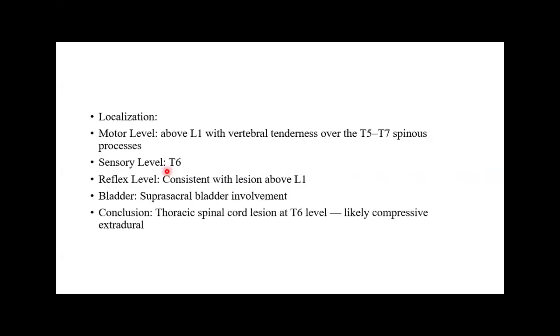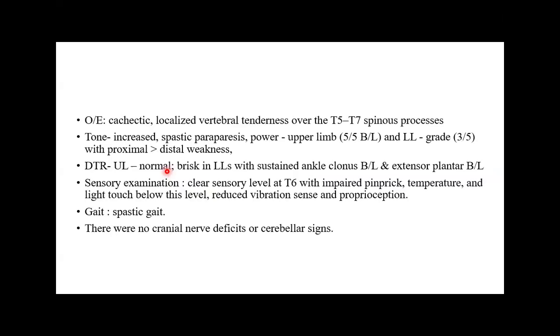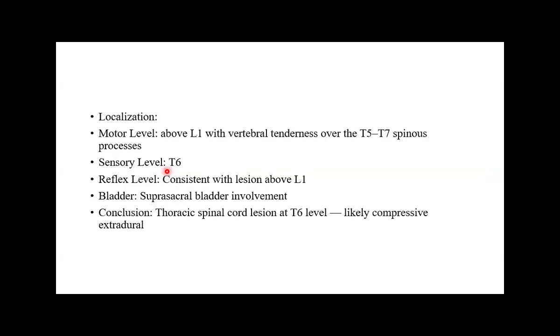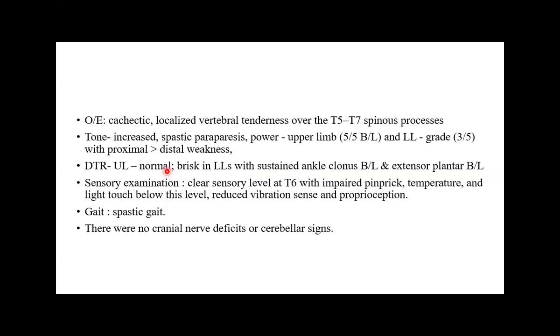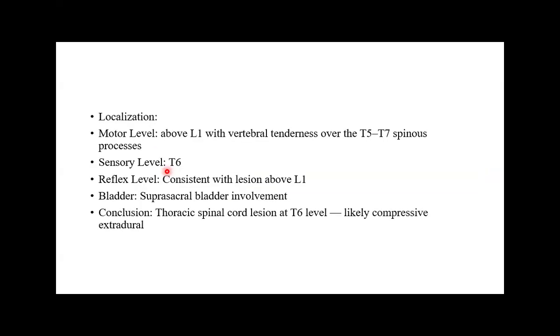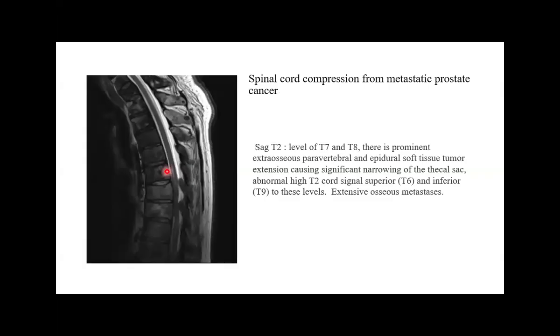And the sensory level is at T6 as we got impaired pinprick, temperature and reduced vibration below T6, and reflex level as it is consistent with a lesion above L1, as we got that there is a brisk DTR in the lower limb, and motor level is above L1 with a vertebral tenderness we got over T5 to T7 process. So here it could be a compressive, likely a compressive extradural lesion at T6 level.